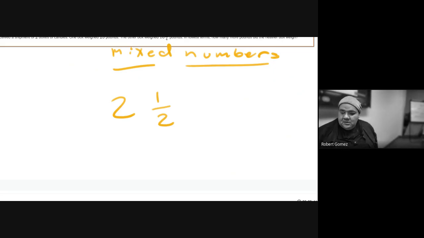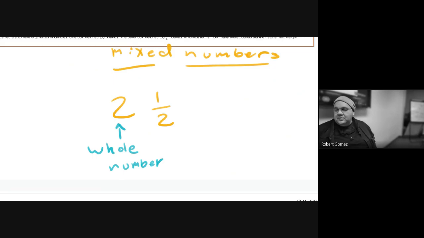And so there's two parts to this, okay? So here, this big number, the 2, is what is called our whole number, right? Actually, I spent a good chunk of last night talking about what a whole number is, right? So a whole number is a positive number. I guess we could have negative ones too. It'd be weird, but I guess we could. But this is our whole number, okay?